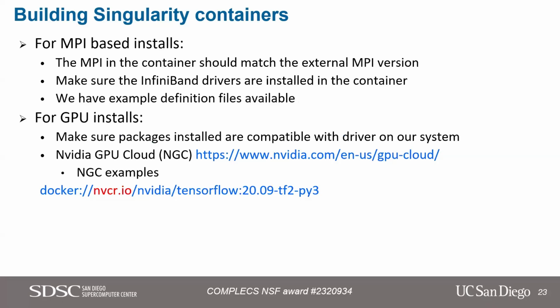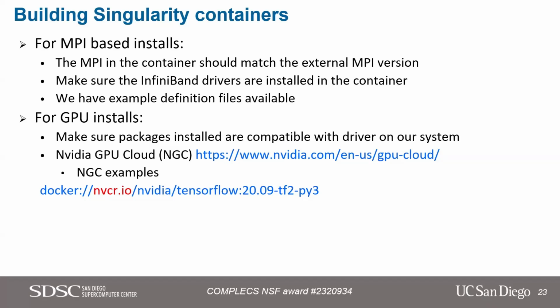If your containers have MPI, then you need to make sure your MPI matches the external MPI version on Expanse, and make sure the InfiniBand drivers are installed in the container. If you want to build a GPU container, then you need to make sure the packages installed are compatible with the driver on our system. I would recommend you build the GPU Singularity containers from the NVIDIA GPU Cloud.